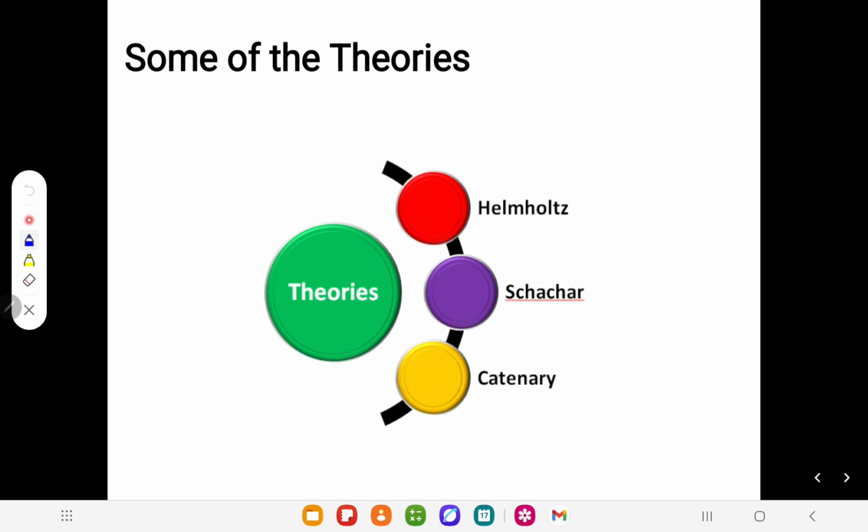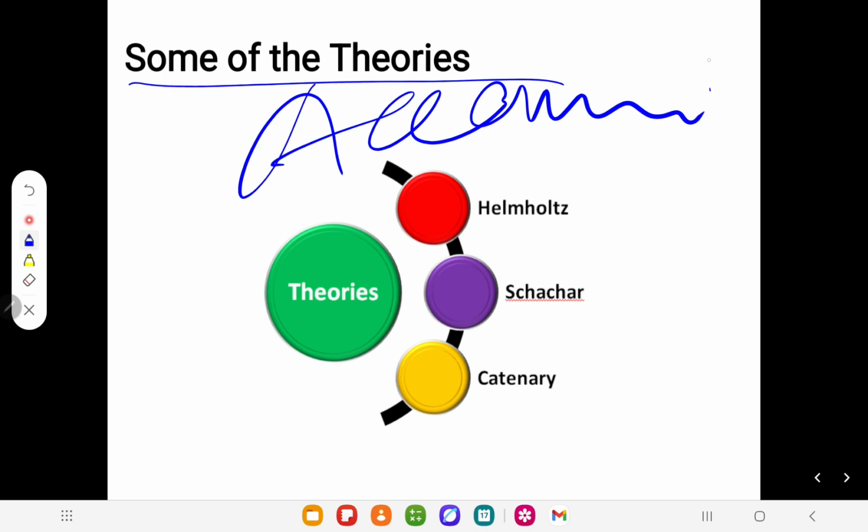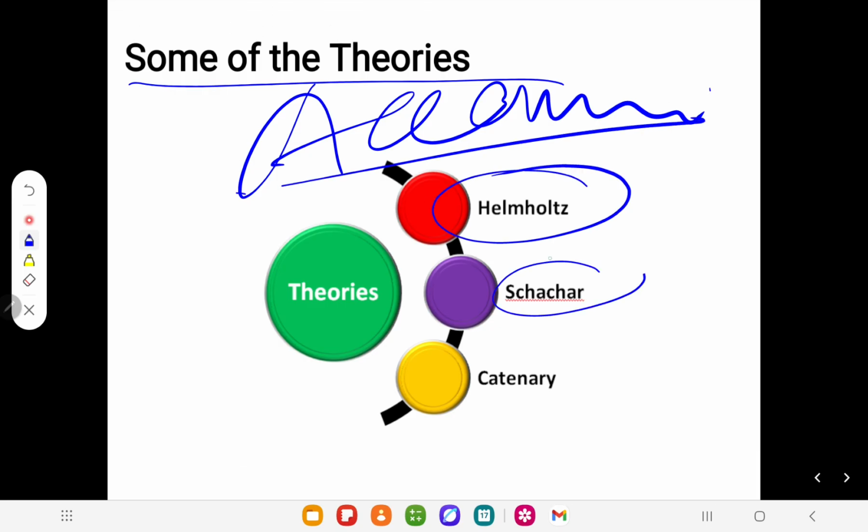So there are some theories that state how accommodation happens, and the three famous theories are the Helmholtz theory, the Tscherning theory, and the catenary theory.